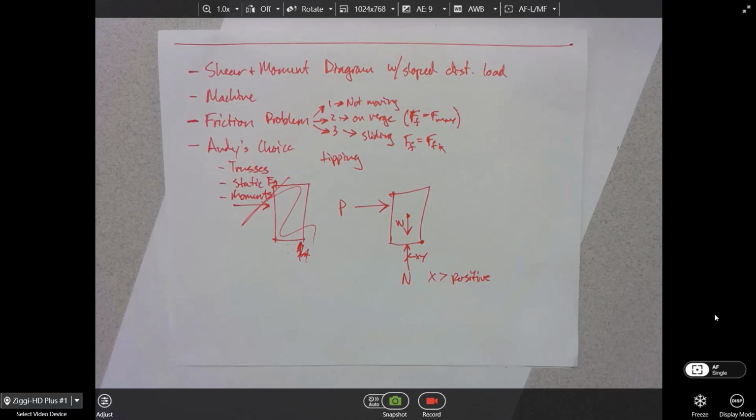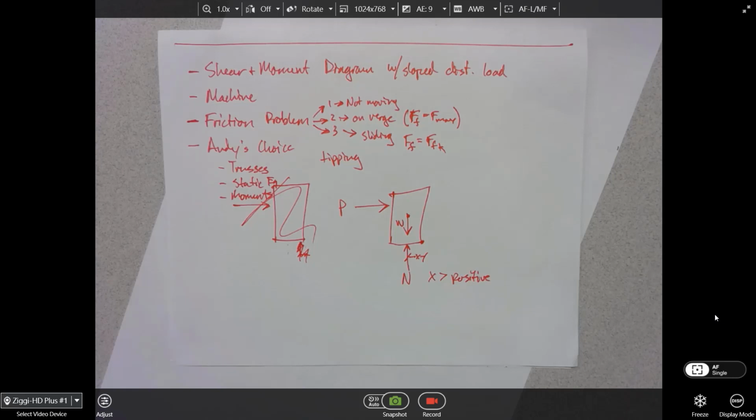So a friction problem, I'm not going to tell you whether it's type 1, 2, or 3, right? So type 1 is not moving. Maybe it'll be one where you have to figure out what type it is. Type 2 is on the verge of moving, so force of friction F equals F max. And the third is sliding, all right? So then the force of friction is equal to the kinetic friction force, right?